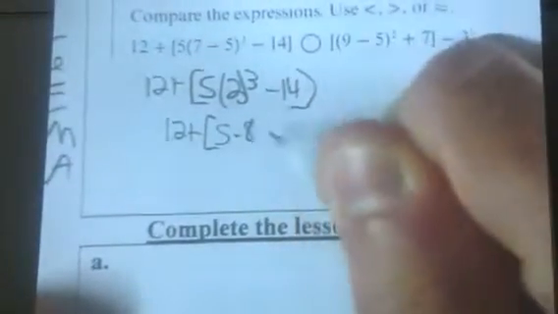Let's bring down the 12. All right, 5 times 2 cubed. Well, I look and say what comes first, exponents or multiplication. Remember, G-E-M-A. Exponents comes first, so that's 5 times 8 minus 14. Again, I've got multiplication here and then subtraction here. So let's go ahead and do the multiplication.